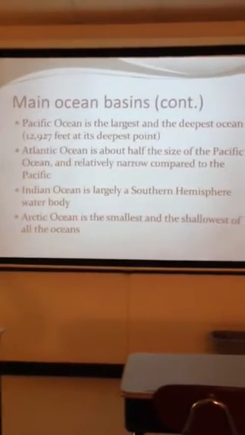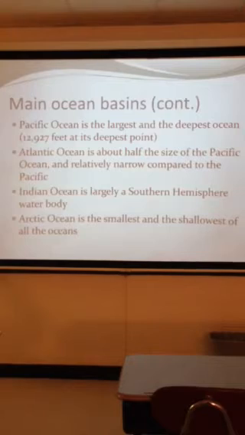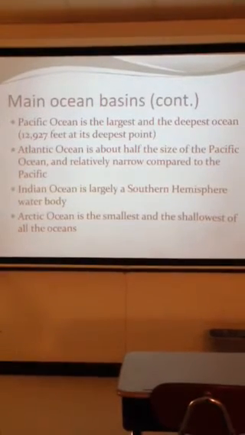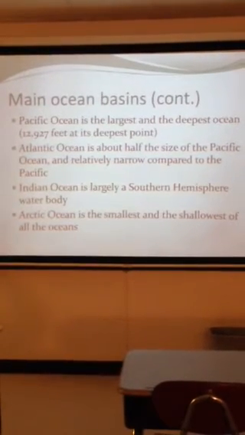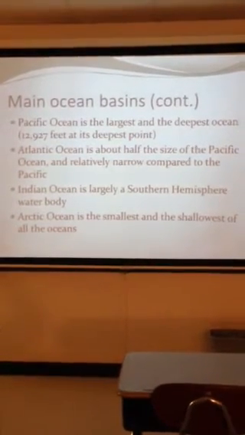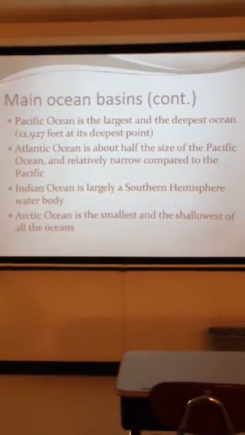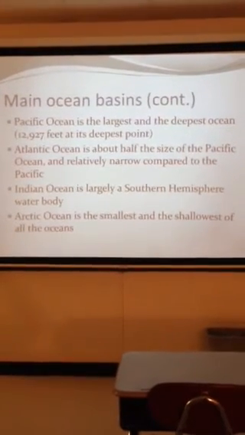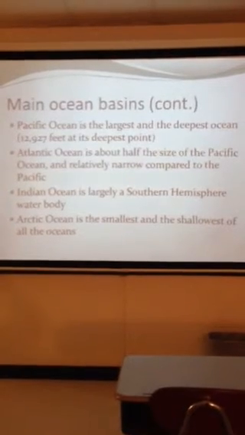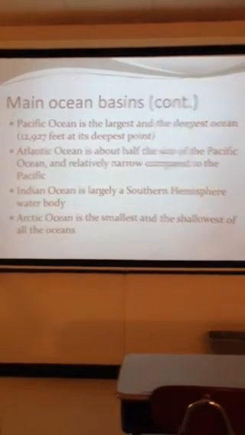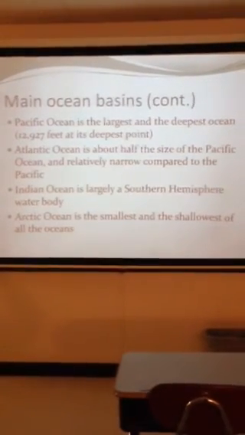The Indian Ocean is largely a southern hemisphere water body that touches Asia, Africa, and Australia, and the Arctic Ocean is the smallest and the shallowest of all of the oceans, as it is north of North America, Asia, and the Arctic Circle. We do have the fifth ocean, the Antarctic Ocean, but for our purposes, we are not going to worry about that one.